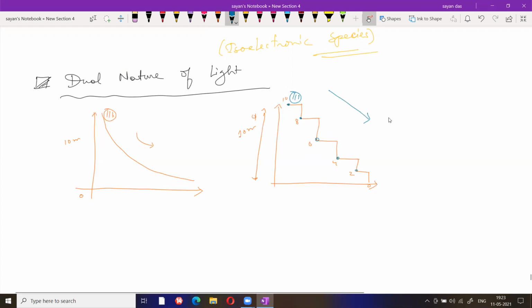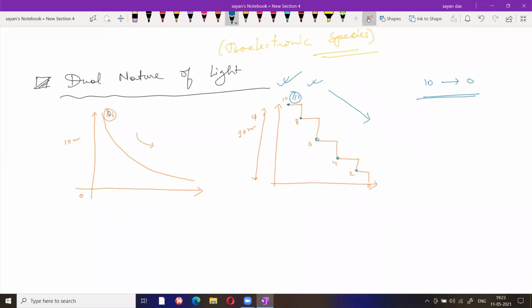So all the positions, that means 10 to 0, all the positions are not possible in this case. That's why this one is discontinuous. This ball cannot achieve position number 9. This ball cannot stay there. That's why all the positions are not achieved.